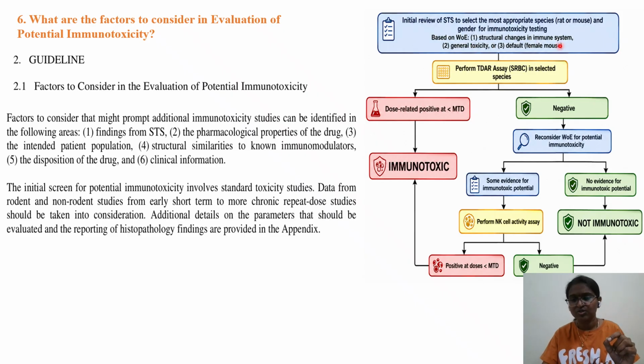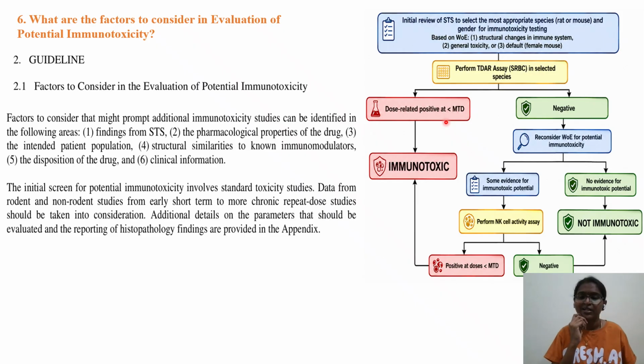Structural changes in the immune system: if there is a trigger to T helper cells or natural killer cells, and general toxicity, the default is the female mouse. Once you do this weight of evidence, then you will decide whether to go for the TDAR assay, that is the T cell dependent antibody response assay, which we'll discuss in the next video. And if dose-related positive effects are seen at less than the maximum tolerated dose, again, MTD is very important.